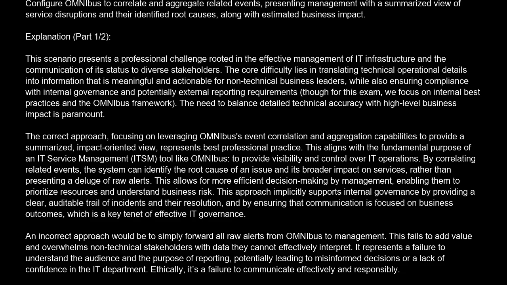The correct answer is A. Configure OMNIbus to correlate and aggregate related events, presenting management with a summarized view of service disruptions and their identified root causes, along with estimated business impact.